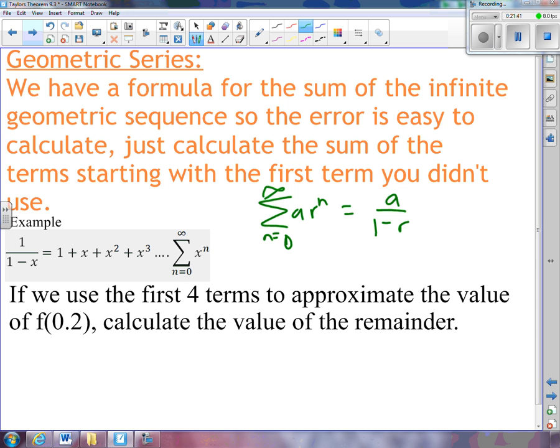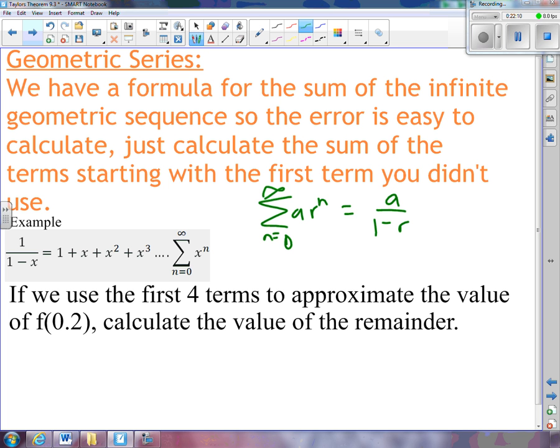So if we use the first 4 terms to approximate the value of this function, then I do 1 plus x plus x squared plus x cubed. And then what's the first term I don't use? x to the 4th. Then my R is still the same. I'm still multiplying by x each time. So to find the error, to find the rest of these, I'm just going to take x to the 4th, and then find the sum of them.